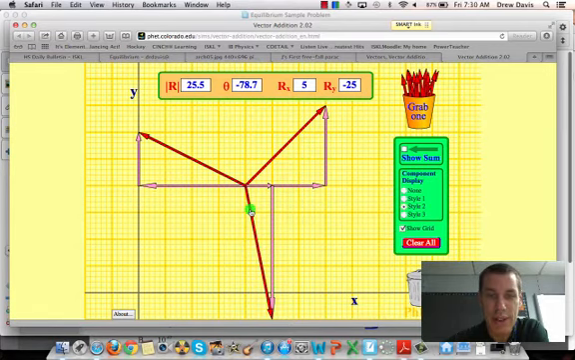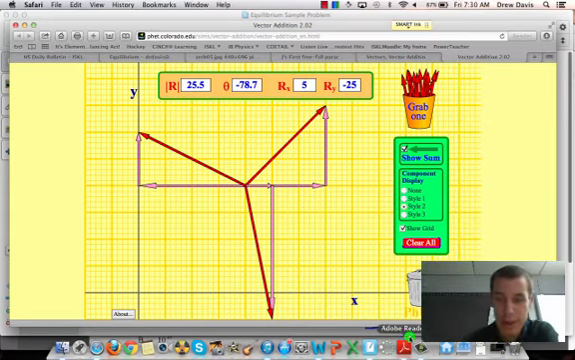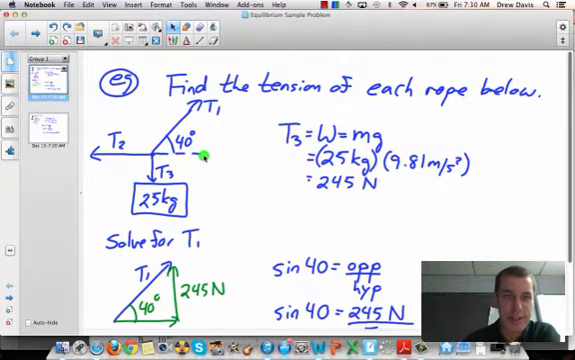Alright, so what I've done is I've added a third vector that goes 1 unit to the right and 5 units down. And if I say show sum, there isn't any sum to show. It's in static equilibrium or translational equilibrium. Okay. A quick problem to illustrate this.